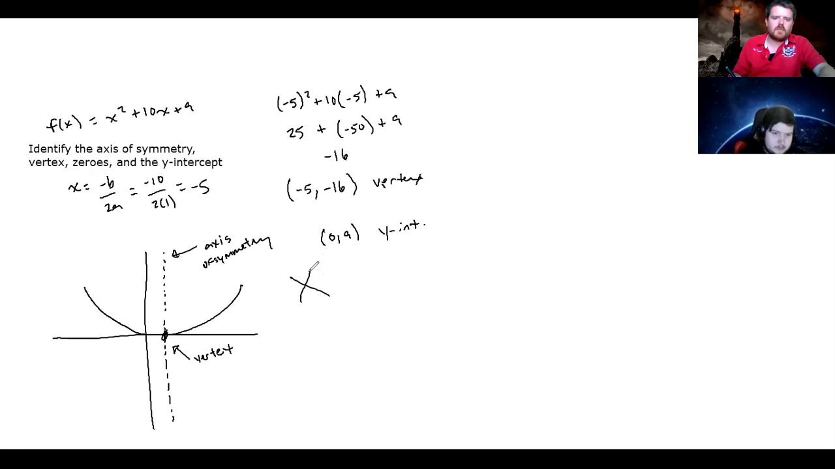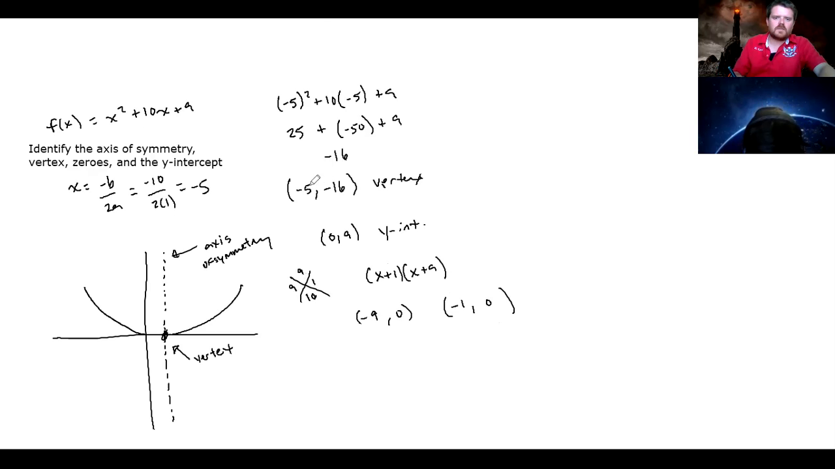So use the box or the magic X. I'm looking for two numbers that multiply to get 9, but add up to 10. Those happen to be 9 and 1. So in factored form, this would be x plus 1 times x plus 9, which means my zeros are at -9 comma 0 and -1 comma 0.